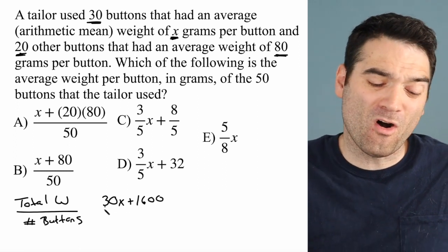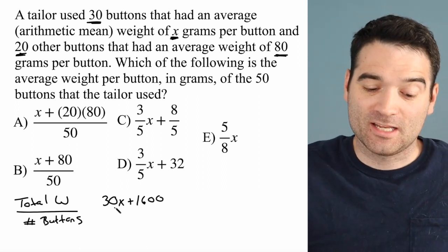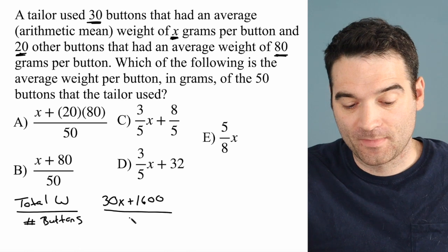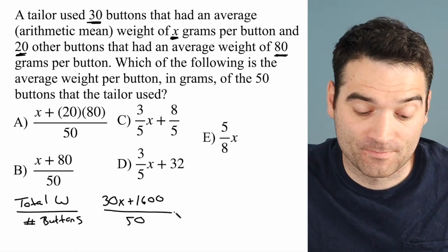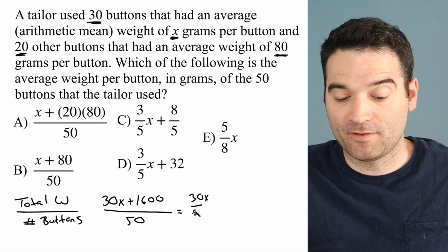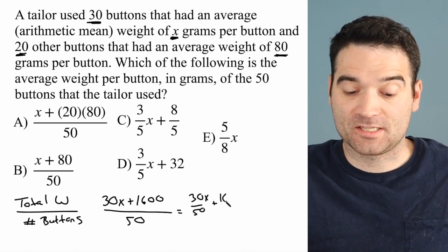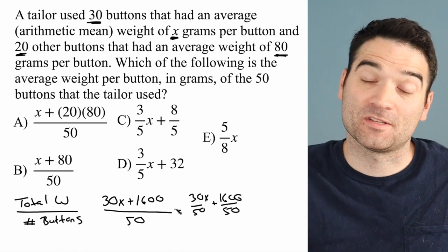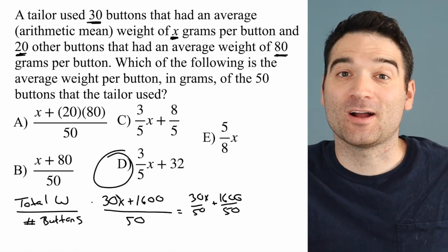So the total weight of all of the buttons in this collection is 30x plus 1,600. And we're just going to divide that by 50. And when we do, right, we can break this up into 30x over 50 plus 1,600 divided by 50. And when we simplify that down, we get answer option D.